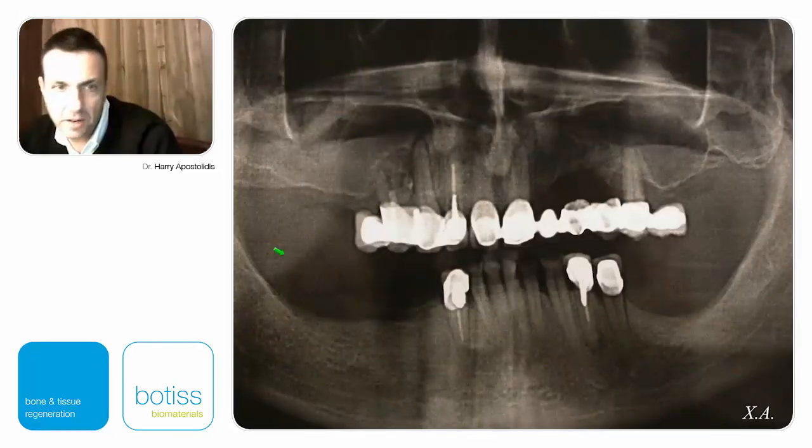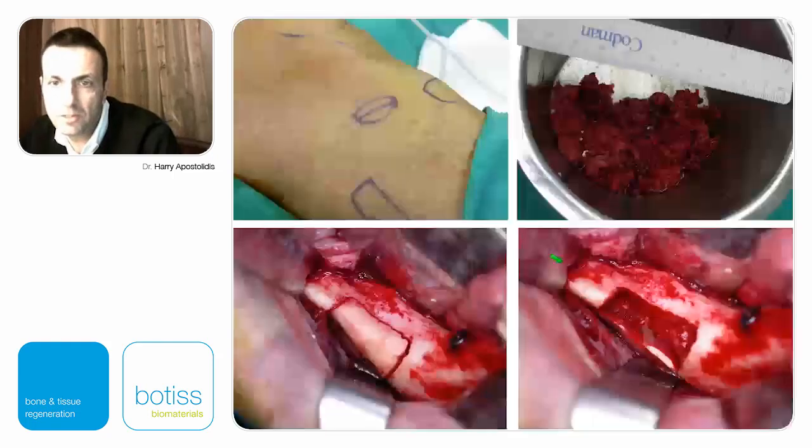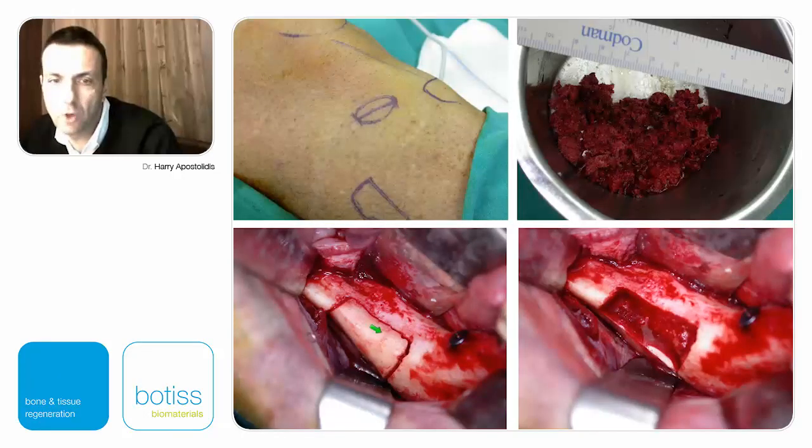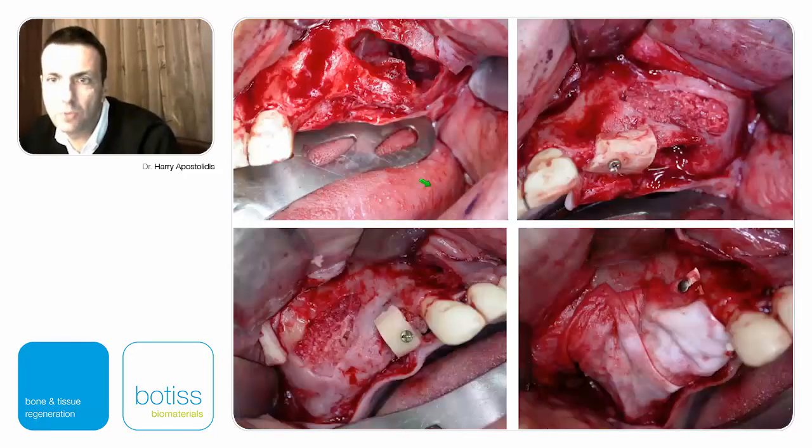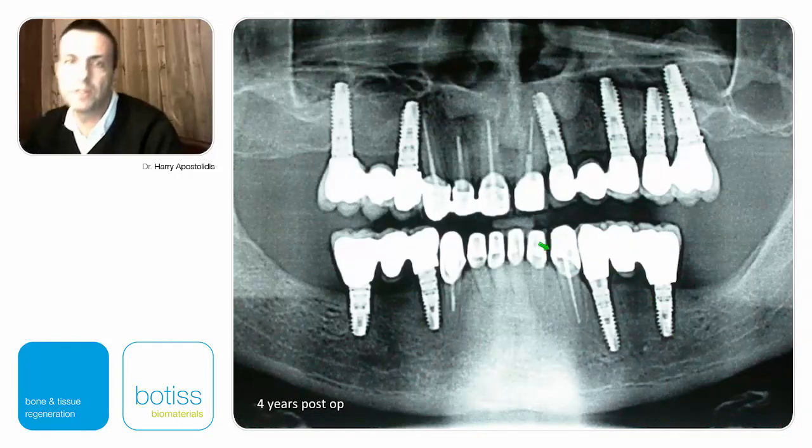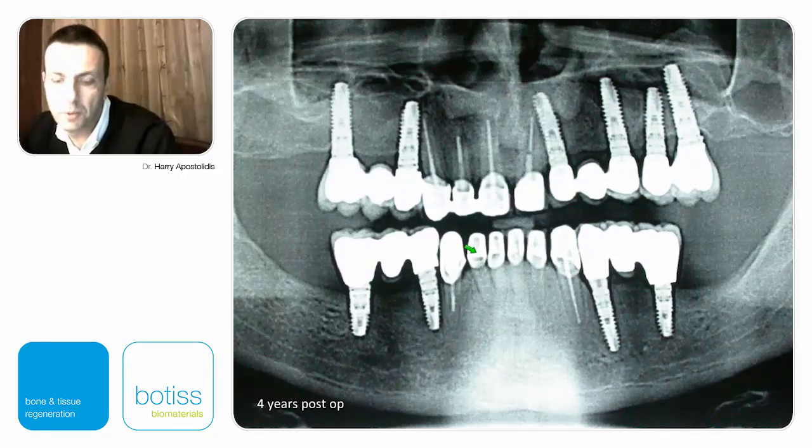So these cases are done the same. We have to build this area vertically. That's an older case. We built it just with autogenous block from the external oblique ridge, and we did a sinus lift with cancellous bone from the tibia. We just used the autogenous bone and bone from the tibia around this bone block, and stabilized collagen membranes. That's the final result, stable result 4 years post-op.